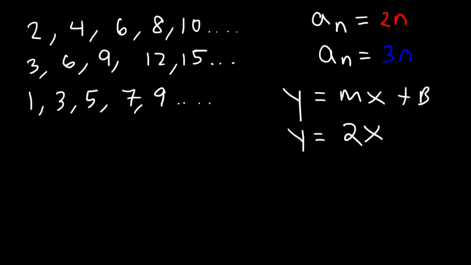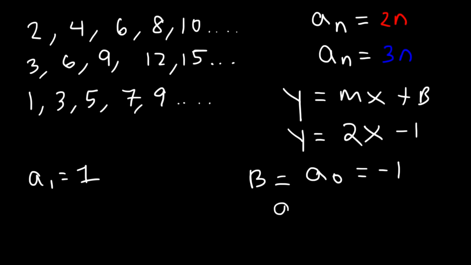The y-intercept, it turns out that the y-intercept is the 0 term. The first term, a of 1, is this one. To find the term before it, subtract 2. 1 minus 2 is negative 1. So the equation is going to be 2x minus 1, or a sub n is 2n minus 1.